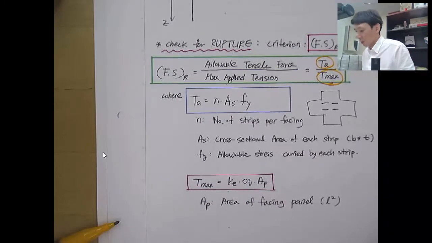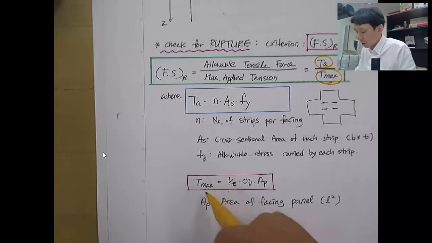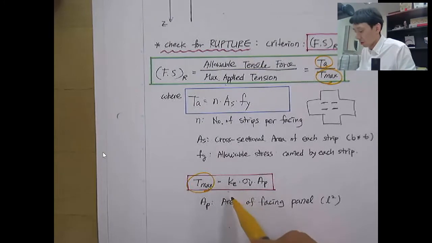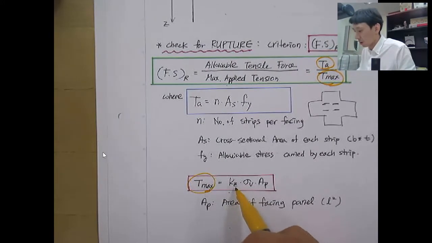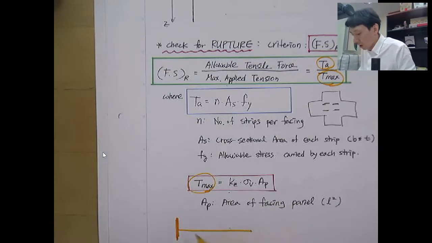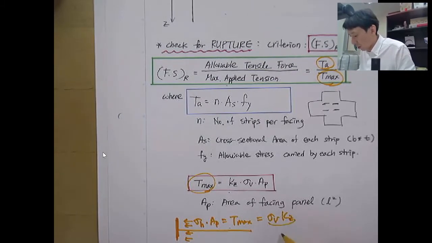Then you can also compute Tmax by using this equation, Kg times sigma V times AP. If you think about the face material here and you have a strip, then sigma H times AP will be Tmax, and here sigma H will be sigma V times Kg, and AP.